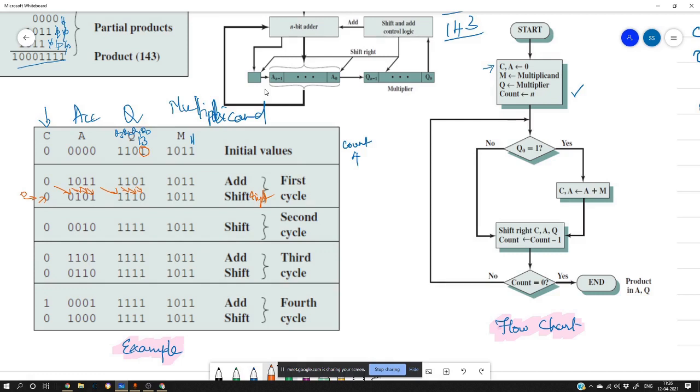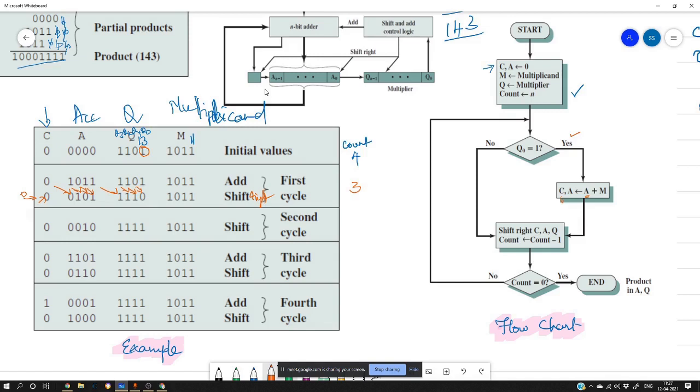Okay, so once this is done, one step is over, so you have to decrement the count. You could see that here in the flow chart. If Q0 is 1, then what you do is take M, that is the multiplicand, and add it with the accumulator content, right? When there is an overflow, when there is a carry out of this addition, that will be put in C. Okay, so if you already have 1 in C, then that 1 is to be considered, and the resultant value you get there will be put in C, and the extra bit will be discarded.